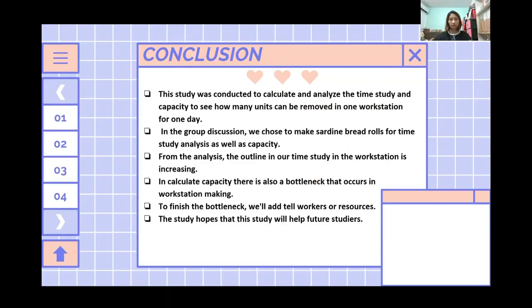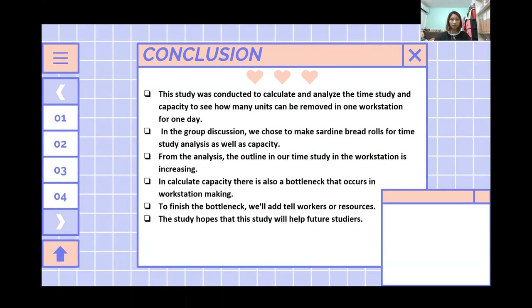I'm Li Jie, and now I'm going to present the conclusion. This study was conducted to calculate and analyze the time study and capacity to see how many units can be produced in one workstation for 1 day. In the group discussion, we chose to make sardine bread rolls for time study analysis as well as capacity.